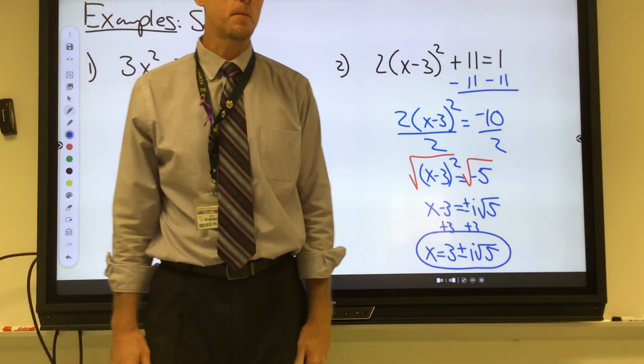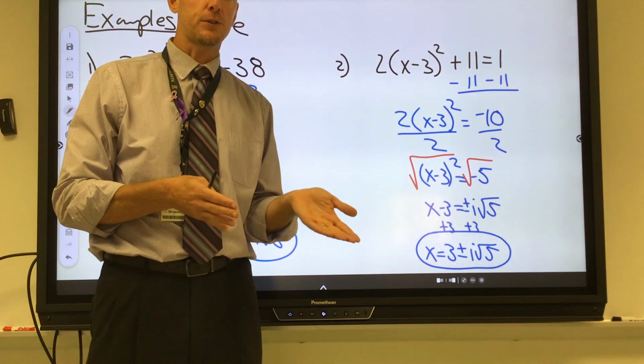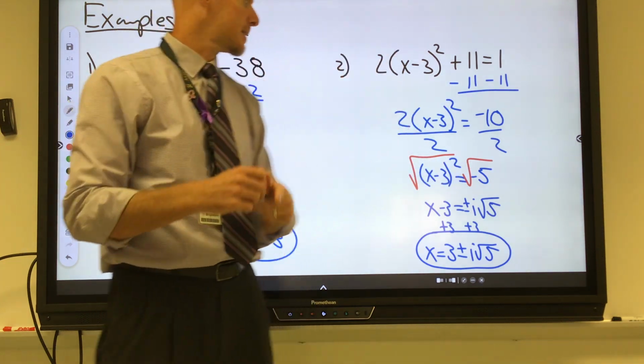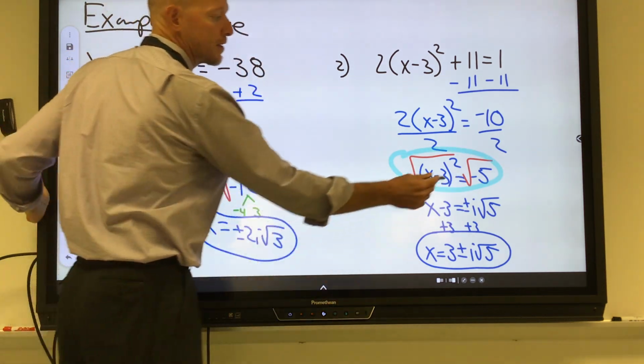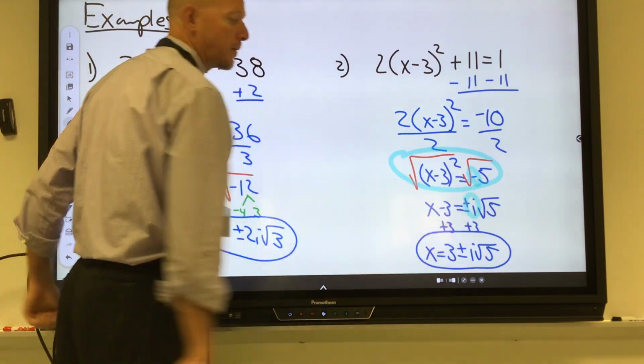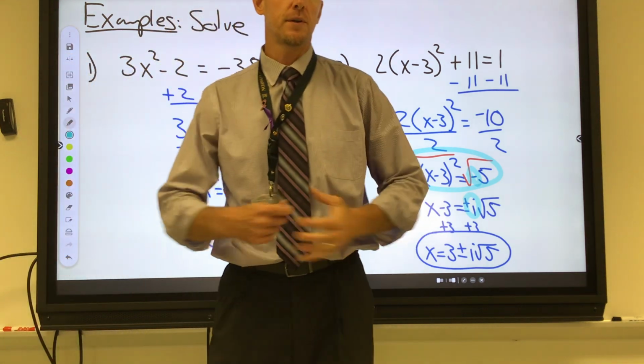So a lot of this stems from our ability to solve a linear equation using inverse operations. But now we're going to be taking square roots in our solving process. And furthermore, if we're taking square roots of a negative, that's going to leave us with imaginary values, or the variable i.